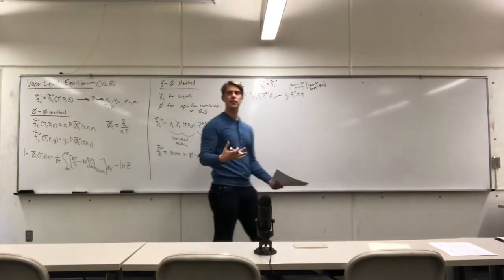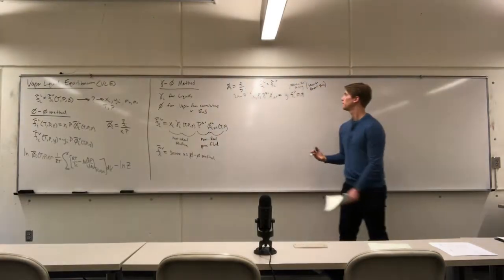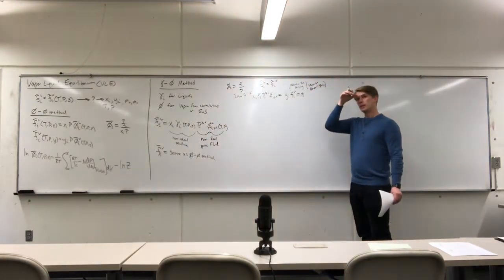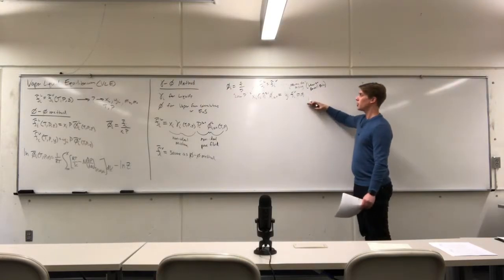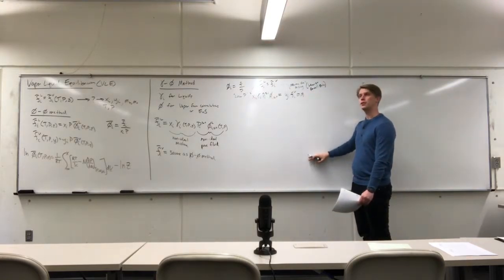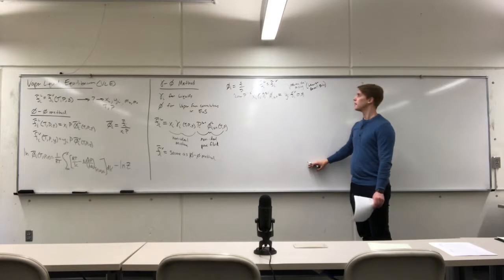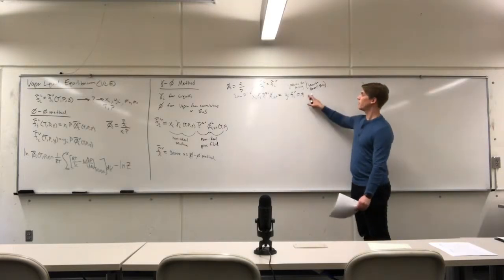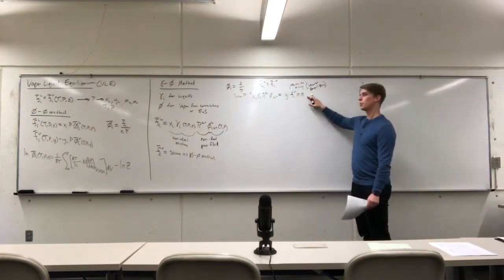Relatively low, enough to neglect the Poynting correction. So we want to take this expression and go down through our approximations until eventually we end up at Raoult's law. So let's start on the vapor side. What's one more approximation that we can do?